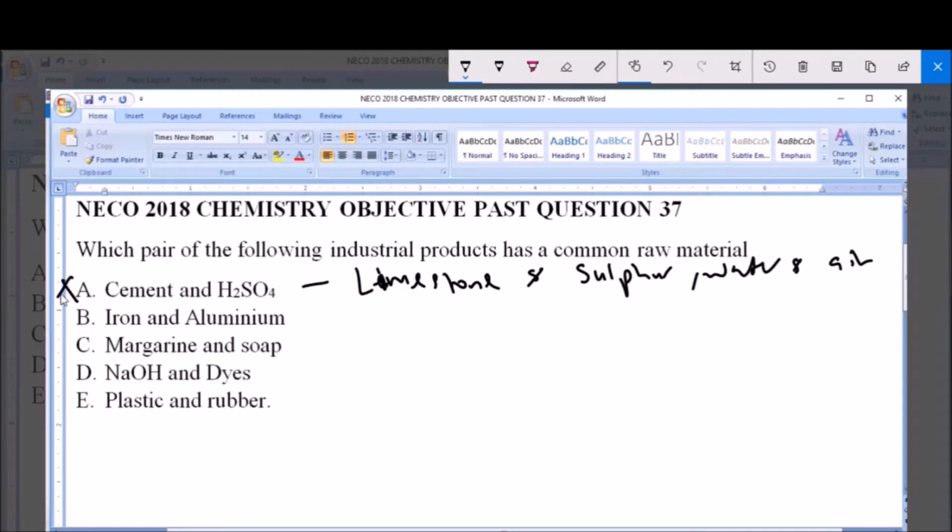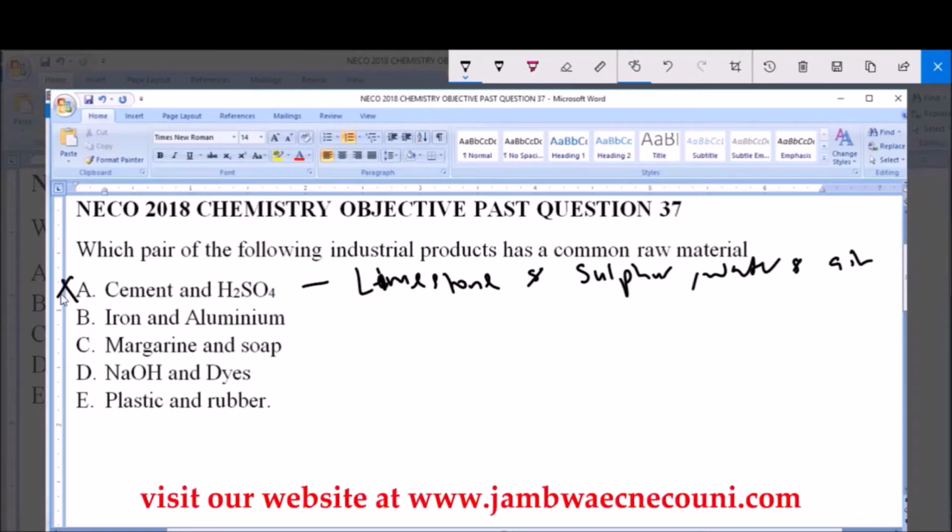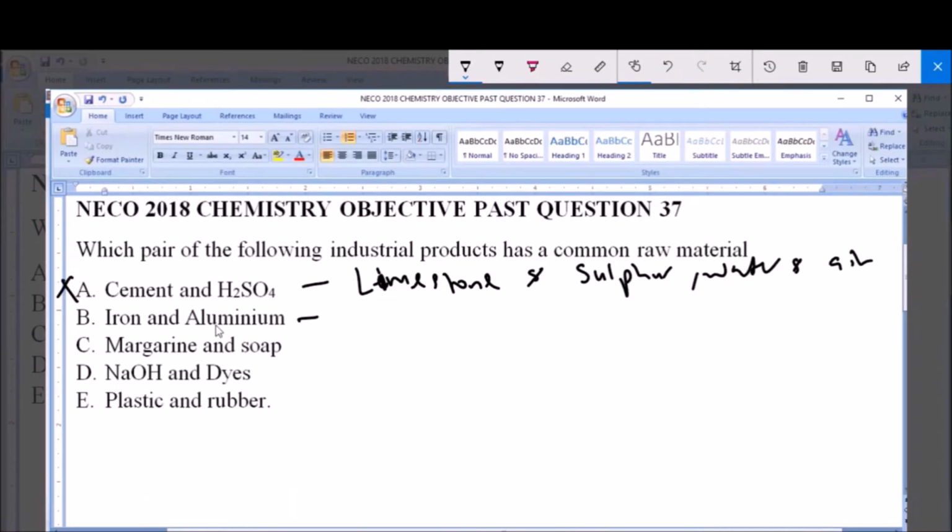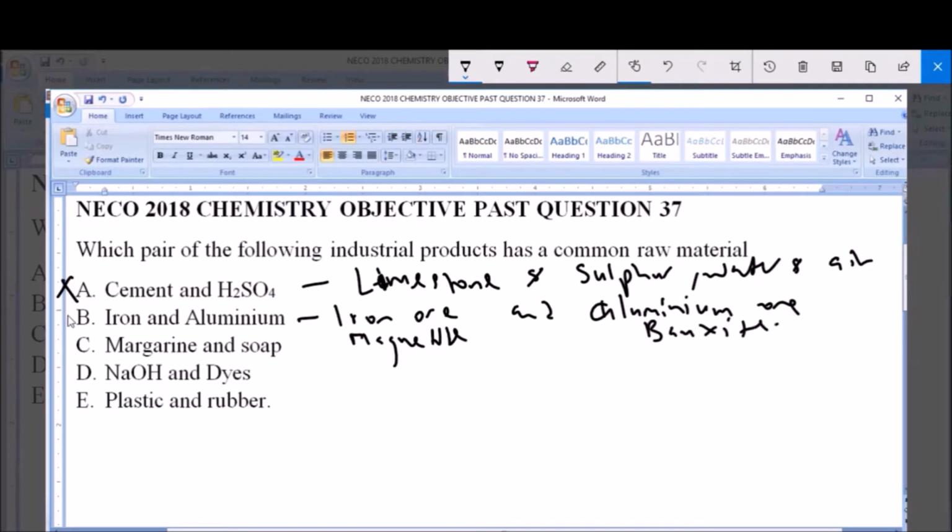Now option B, iron and aluminium. Both of them are made using ores, but the ores of iron are different from the ores of aluminium. An example of iron ore is magnetite. An example of aluminium ore is bauxite. So you can see that these ores are not the same, so their raw materials are not common, so it is not the answer to the question.